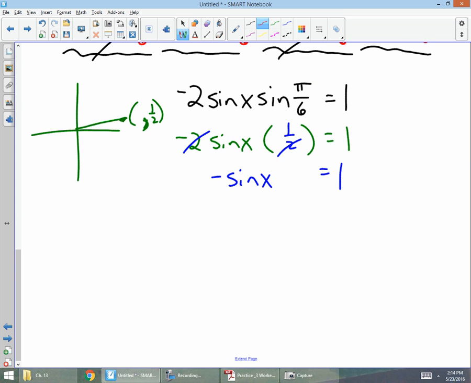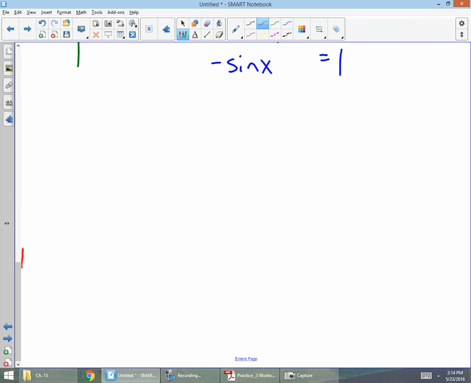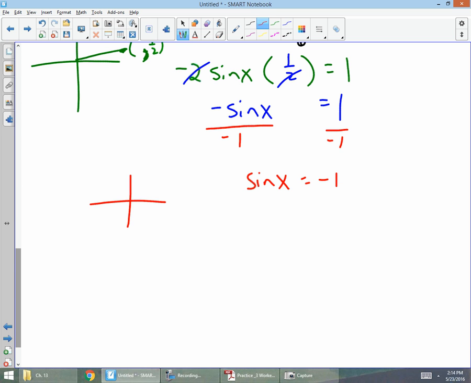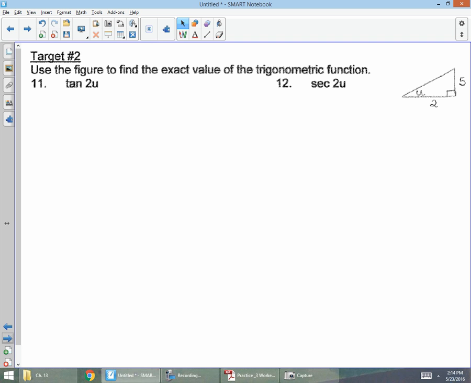So let's divide both sides by -1, or multiply by -1. And the sine of x equals -1. Where does that happen? It happens at 3 pi over 2. Okay, kind of on the downhill stretch here. Now we're moving into some of the double angle formulas.